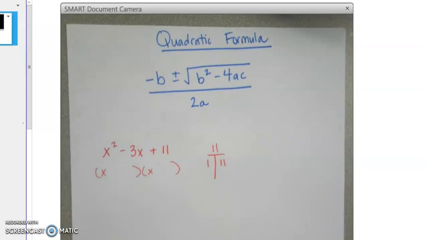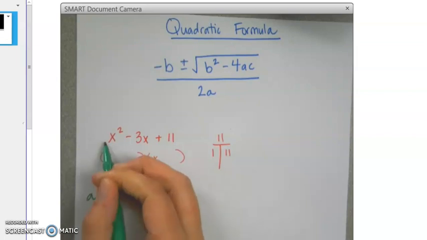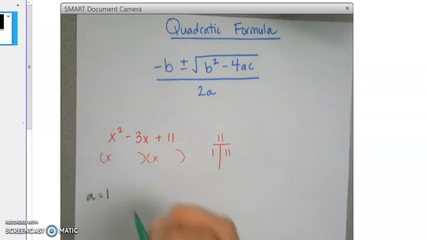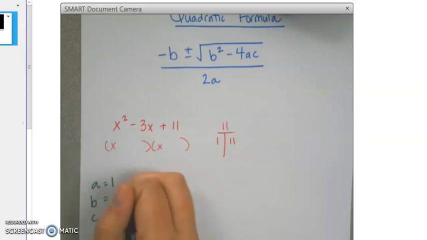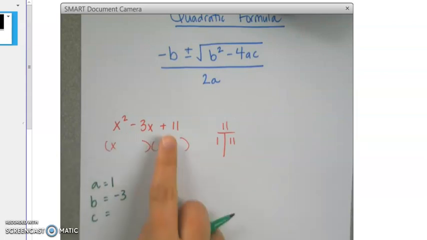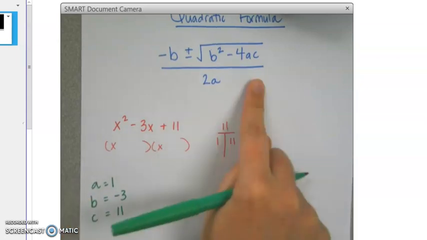I do want to show you how this works, and we're actually going to use this example right here. It helps if you go ahead and label your a, b, and c. For this one, a is the number in front of x squared, which is 1. Just so you know, x will never be a, b, or c, ever. A, b, and c have to be numbers. b is negative 3. Make sure you include the negatives. And c is 11.